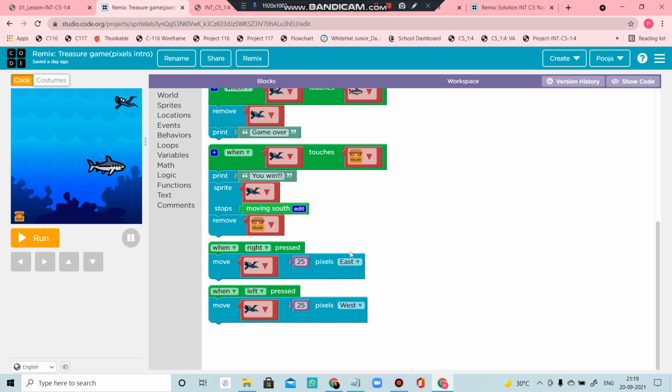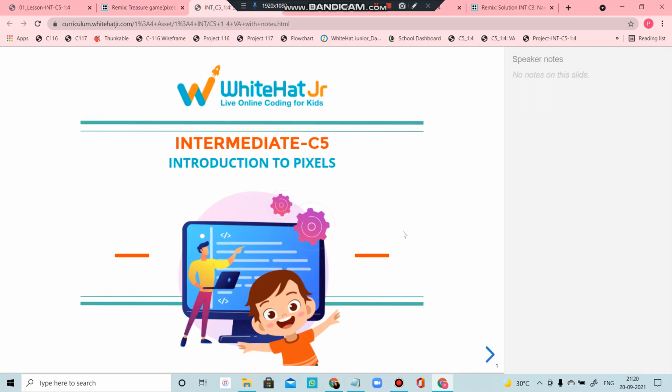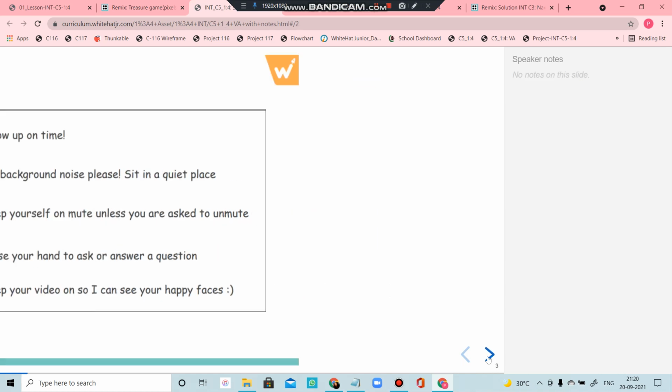Once we have created the east event, we will also create the west event, that if the diver is moving left towards the west, then he is going to cover a certain number of pixels. Again, these pixels can be increased or decreased, depending on the activity. Once the activity is done, explain to the student with the help of visual aids about the x coordinate, y coordinate and the pixels. Let's begin. So yes, you can show them again the rules that you want to be followed in the class.